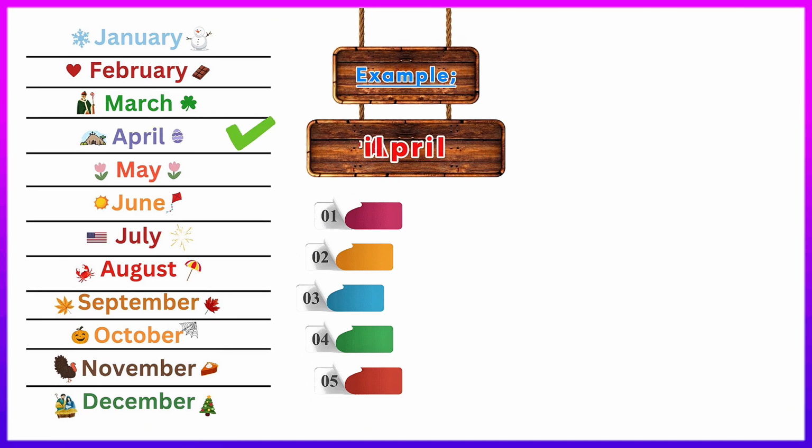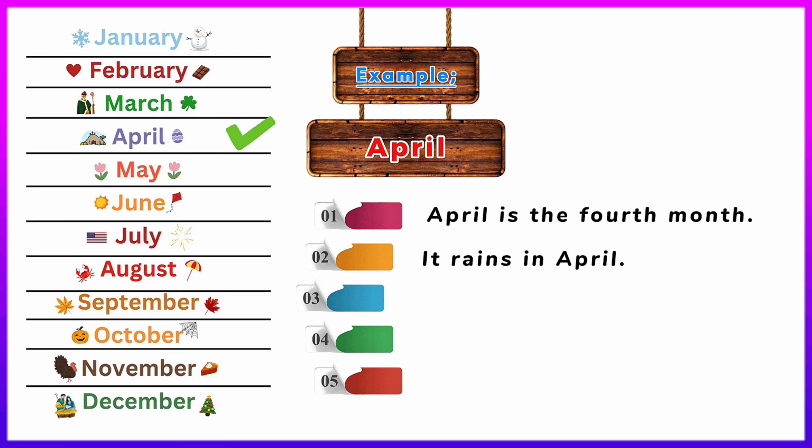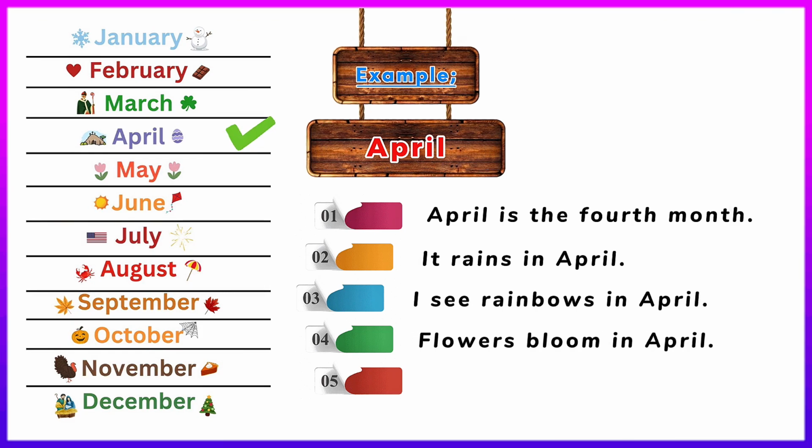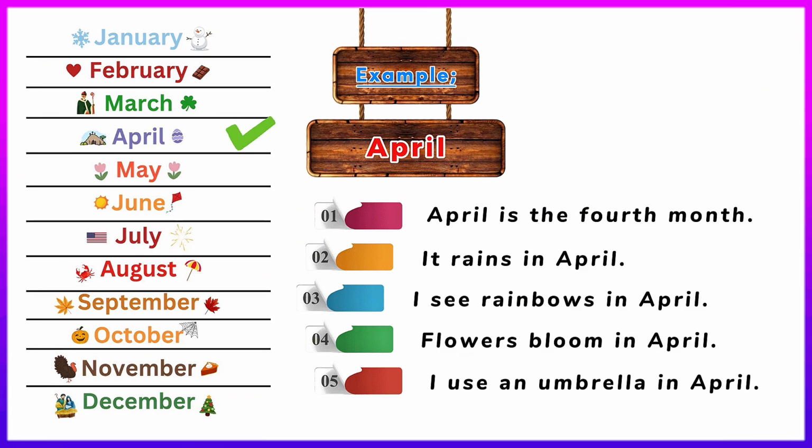April. Example: April. April is the fourth month. It rains in April. I see rainbows in April. Flowers bloom in April. I use an umbrella in April.